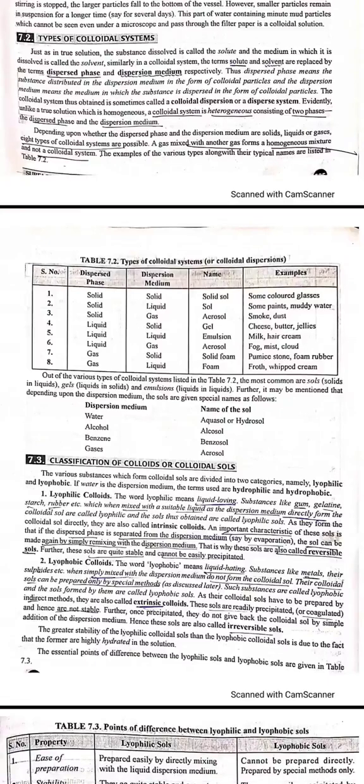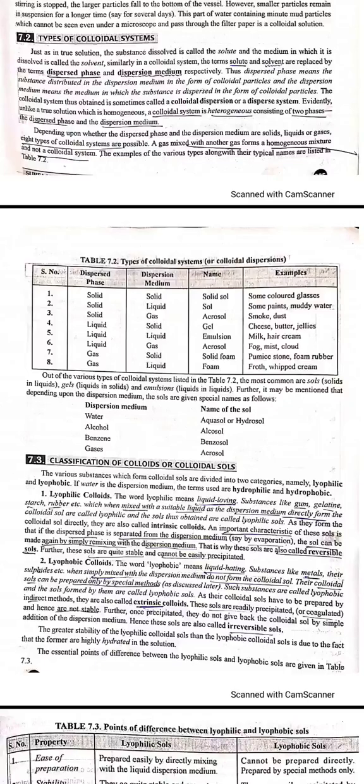So, if the dispersed phase is solid and the dispersion medium is solid, the name is solid sol. Example: some colored glasses. Then, if solid is the dispersed phase and the dispersion medium is liquid, the name will be sol. Some examples will be some paints, muddy water. Then, if the dispersed phase is solid and the dispersion medium is gas, the name is aerosol. Examples are smoke and dust. Then our fourth: if the dispersed phase is liquid and the dispersion medium is solid, then the name will be gel. Examples will be cheese, butter, jellies.